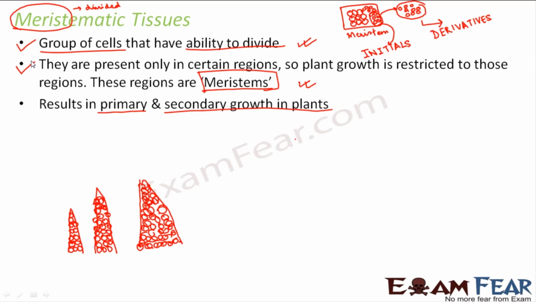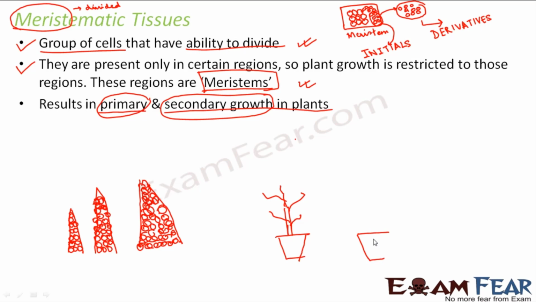Correct. Okay. Now let us look at what this primary and secondary growth is which we are talking about. In plants, we talk about two types of growth. One is primary growth, which talks about the increase in length of the plant. Let us suppose you have a pot in which you have planted. This is a pot. You have planted this plant, right? So let us suppose right now this is how the plant looks. Now in due course of time, what happens?